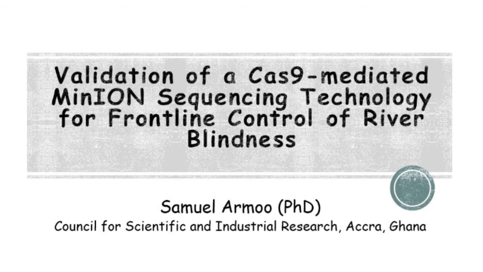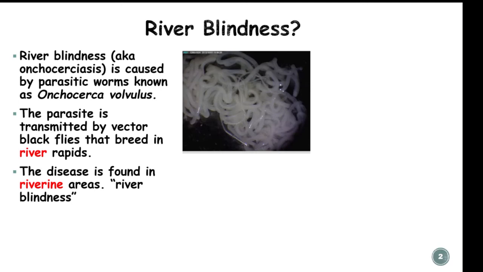So river blindness is caused by Onchocerca volvulus. It's a parasitic worm, and it is transmitted by black flies. These black flies will breed in river rapids, so that is how it gets its common name, river blindness. Let's go to the next one.